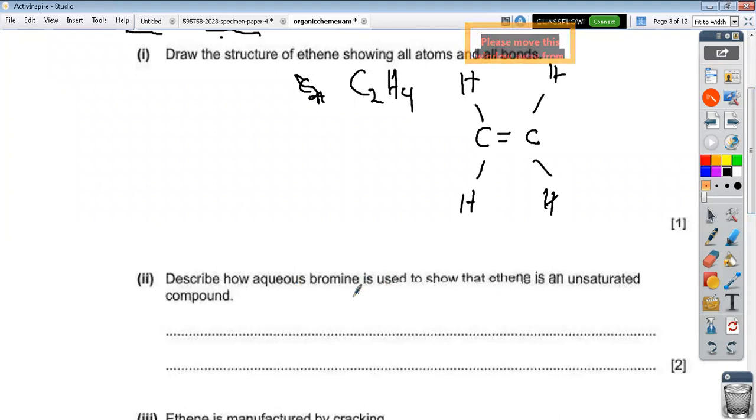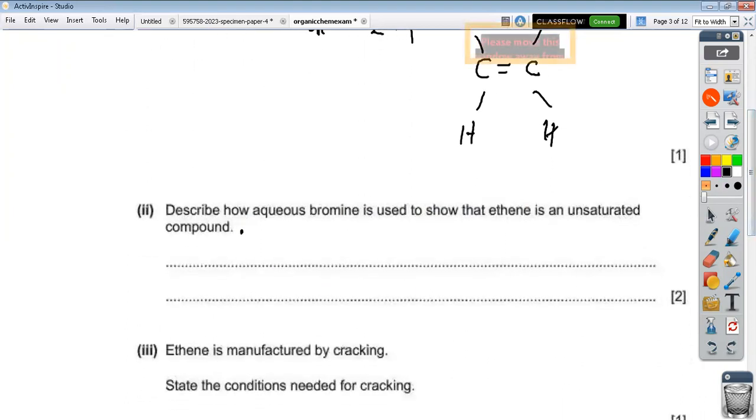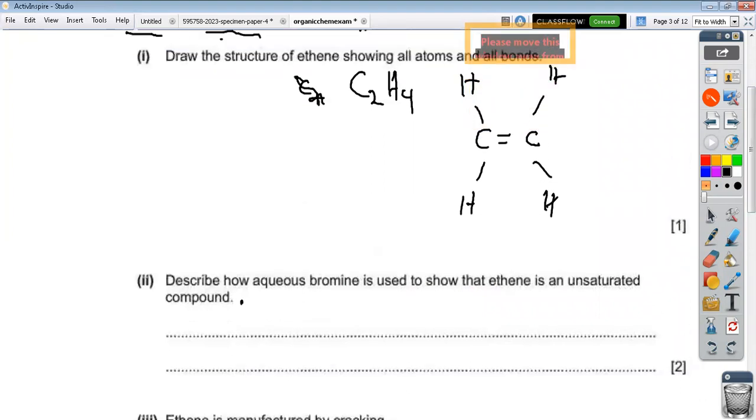Describe how aqueous bromine is used to show that ethene is an unsaturated compound. So how do you show that? Experiment, 2 marks. Do you know how to show that? We can use bromine in order to distinguish between alkenes and alkanes. So how do you do that, Brandon?